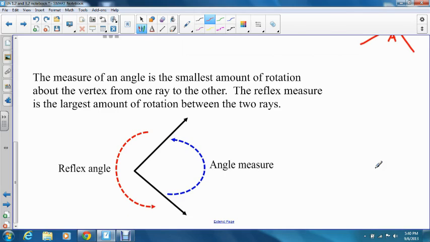All right, a couple other things about angles. The measure of an angle is the smallest amount of rotation. Whenever we talk about the degree measure of an angle, it's how much we have to rotate one ray to get to the other ray. That amount of rotation is the amount of degrees of the angle. So whenever you hear that, that's what that means. And that shortest amount of rotation is the measure of the angle. Now, there's a flip side to that, and that's the reflex angle. The reflex angle is the largest amount of rotation between the two rays. Okay, so that's a big difference on what we're going to talk about.